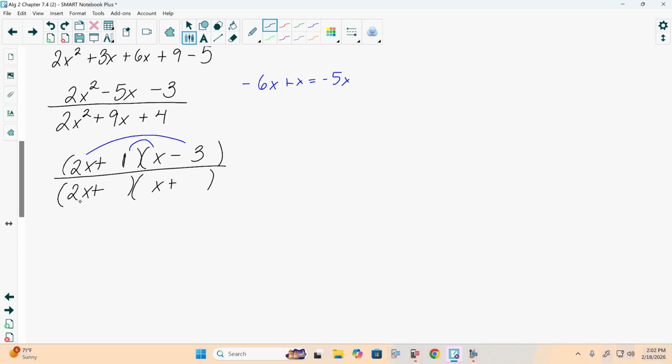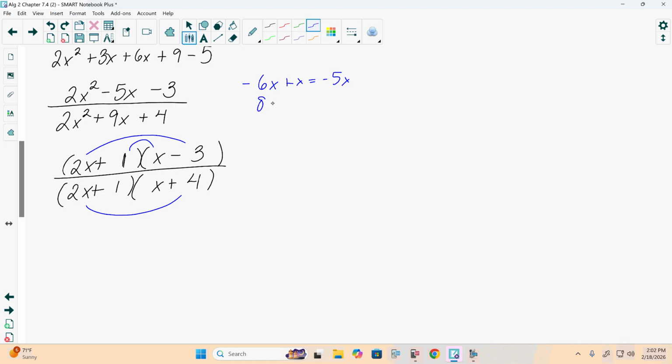Now we need to figure out the factors of 4. 1 and 4 and 2 and 2. I would indeed go with 1 and 4. Because if we have 1 and 4, I can put the 1 with the 2x, giving us 2x plus 1 on top and bottom. So we do have a likelihood of something simplifying. And we can check and make sure.